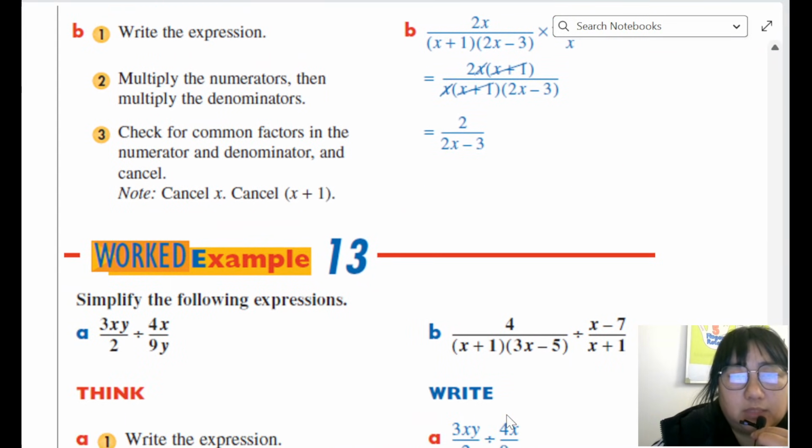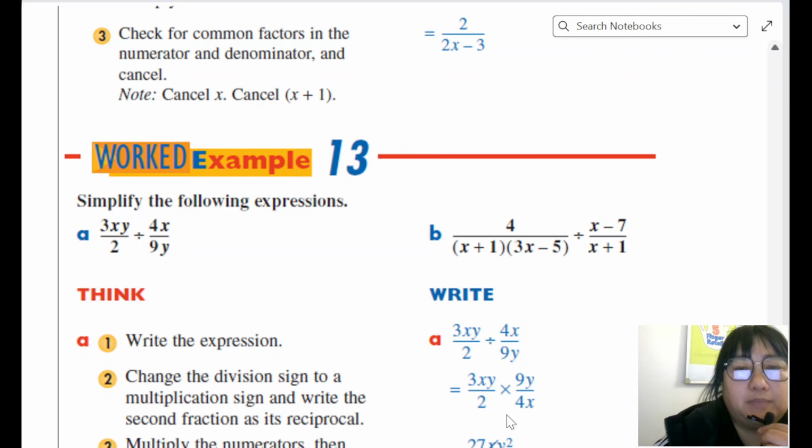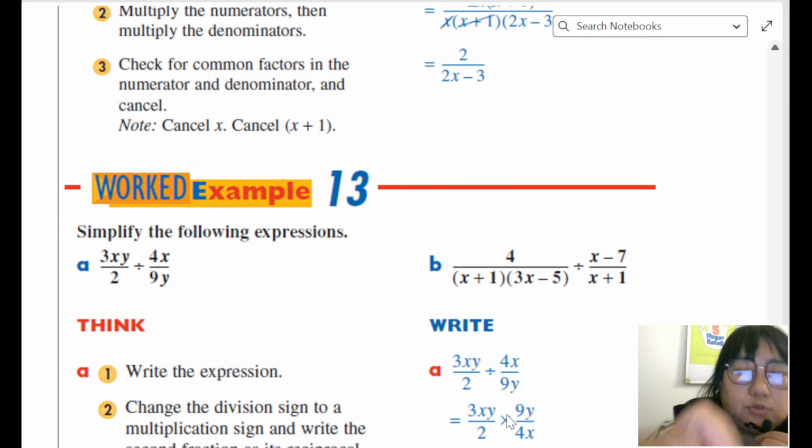And now we look at some division, okay? For this kind of division, we remember we always have to change the division sign to multiplication.